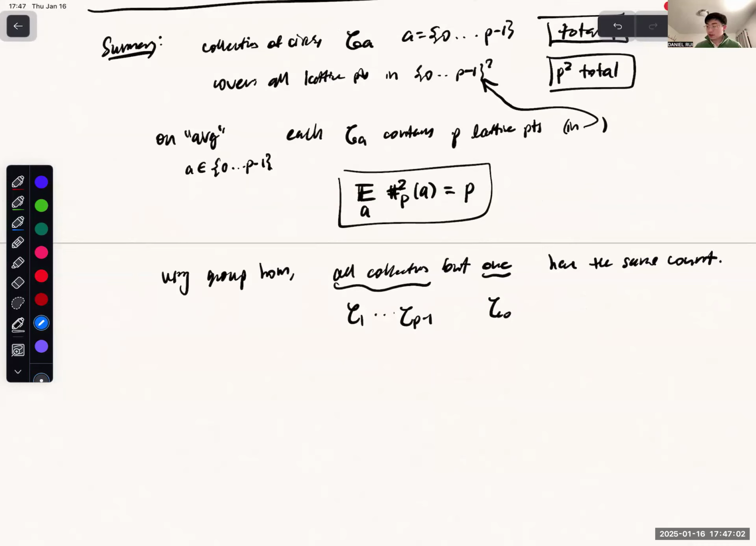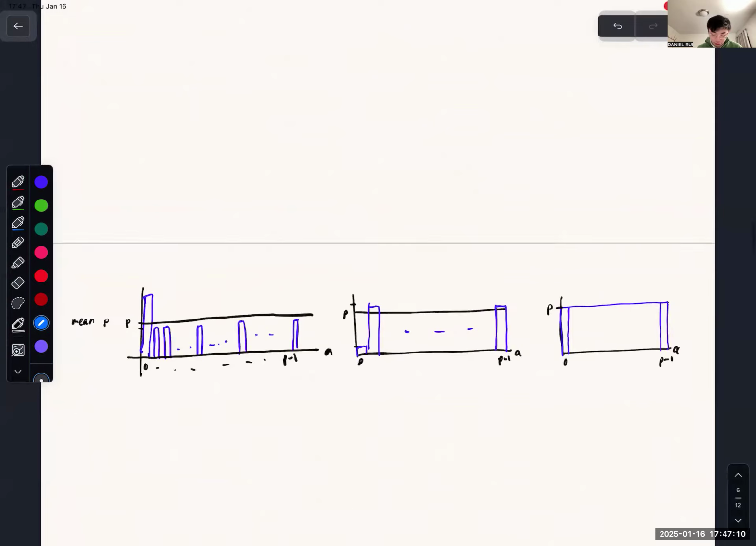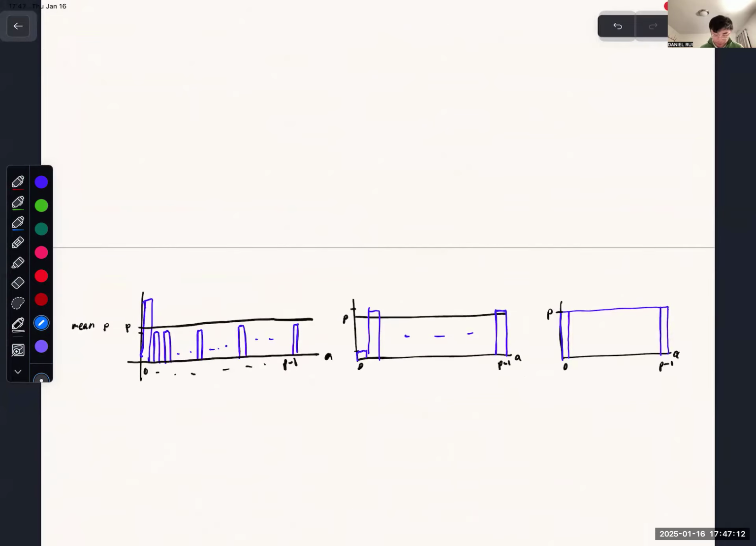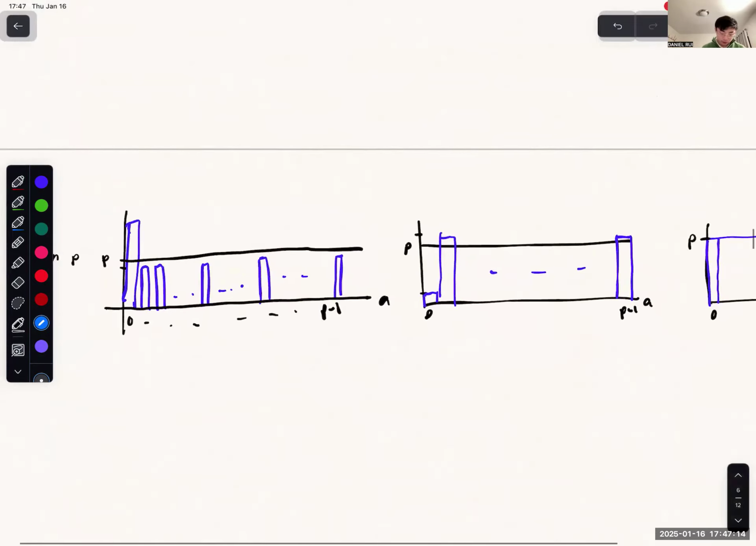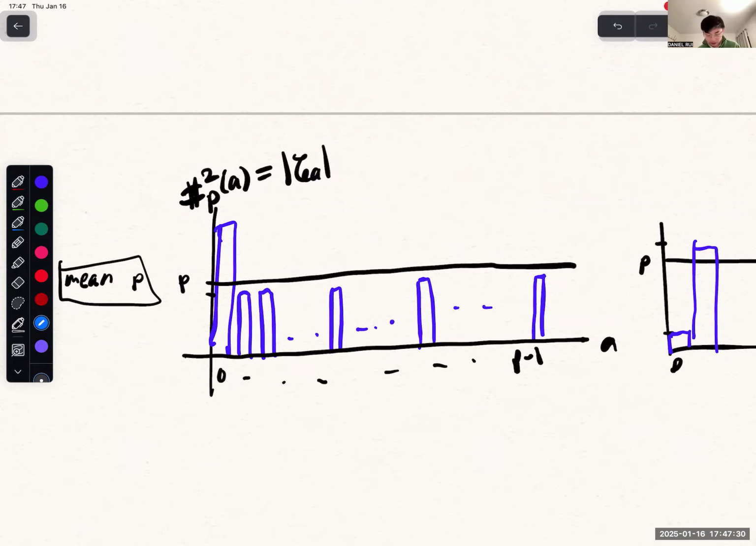This is enough to actually tell us a lot of information. Okay. So let me sketch for you roughly what the possibilities are. The y-axis here is the count, in 2 dimensions, also known as the size of these collections of circles inside the box.